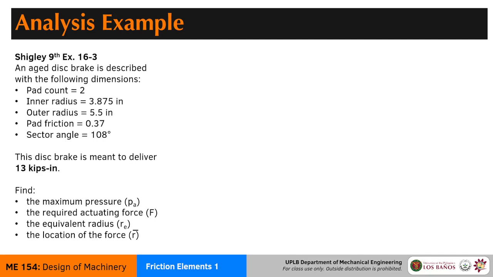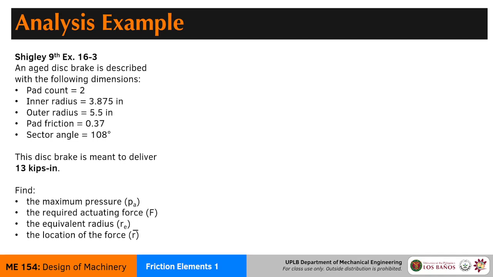Now you have your inner radius, you have your outer radius, you have your friction factor, and you have the sector angle that the brake subtends. So theta 2 minus theta 1 is essentially 108 degrees in this case. Now this disc brake is meant to deliver 13 kip-inch of braking torque, and we have to find the maximum pressure, the required force, the effective radius, and the location of the actuator itself.